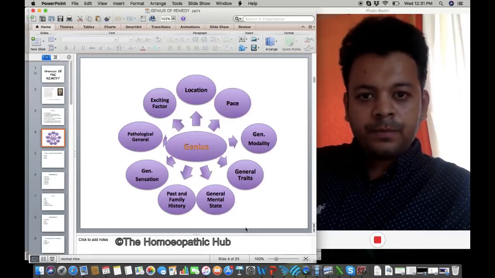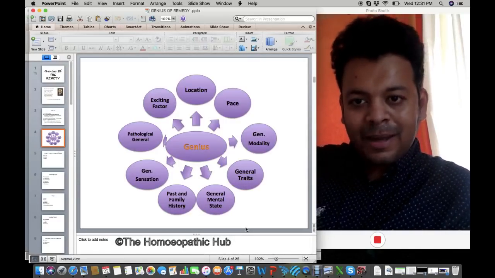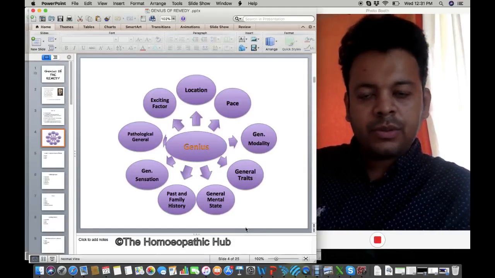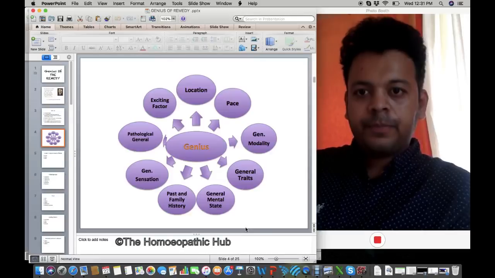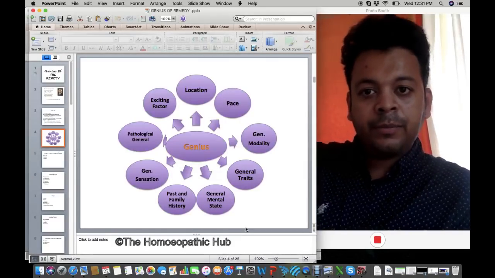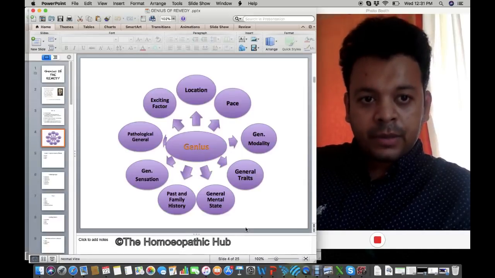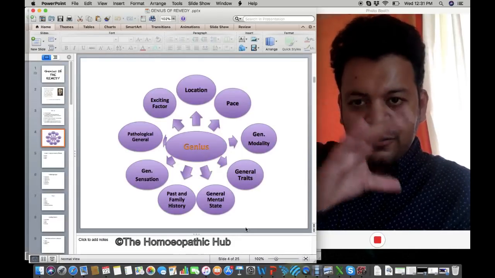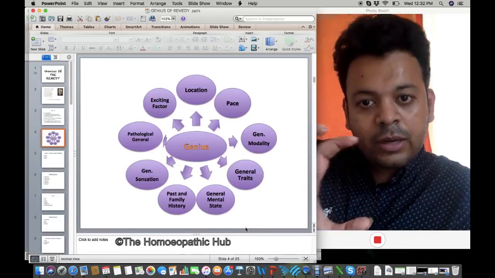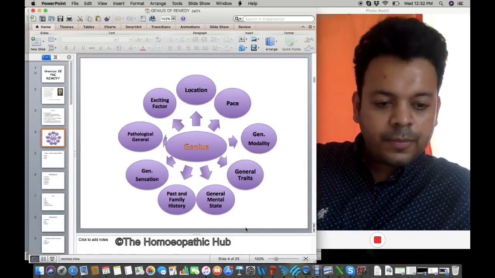Pathological general. Calcarea fluor. The main pathological general is destruction of the bone. What pathology does it produce? Exciting factor. Strong history of recurrent deaths in the family. Umbra grigia. So these are the different areas. When you understand different areas like this, then you can understand the genius.